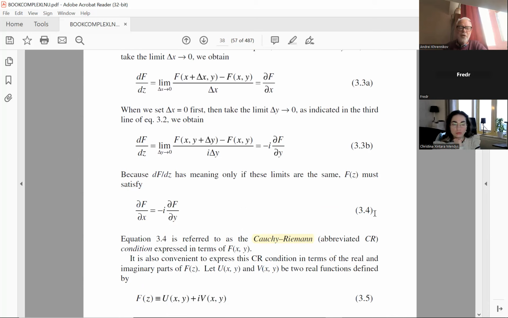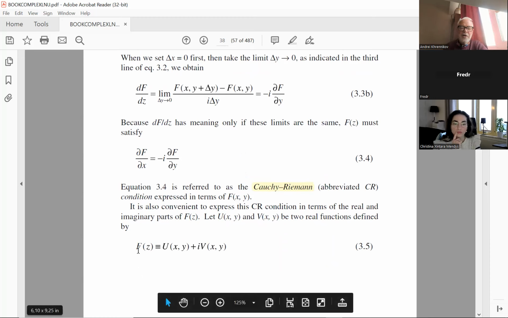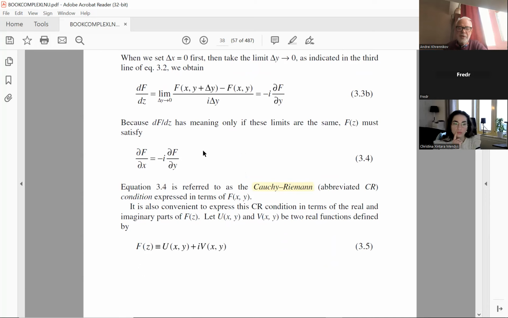So 3, 4, it is one of the most important equations of the course. This is the Cauchy-Riemann equation. This equation gives the existence of the complex derivative from usual partial derivatives. So this is the Cauchy-Riemann equality. Remember it also. Now, not only is z two variables, f is also a complex function. So it has a real part and it has an imaginary part.